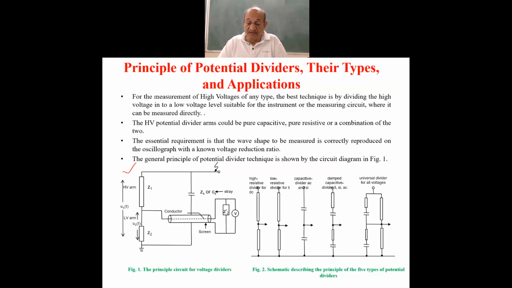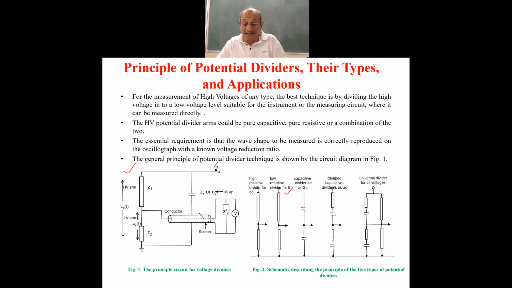Low resistive divider for lightning. Correct. As you see, low resistive divider. That means the division ratio should not be very high for lightning impulse measurement, of high lightning impulse measurement. You can use a resistive divider, a pure resistive divider you can use.